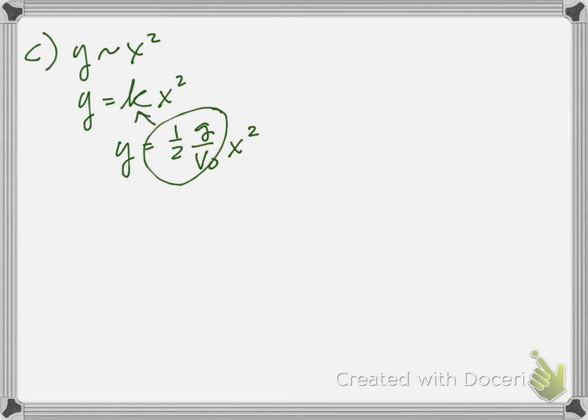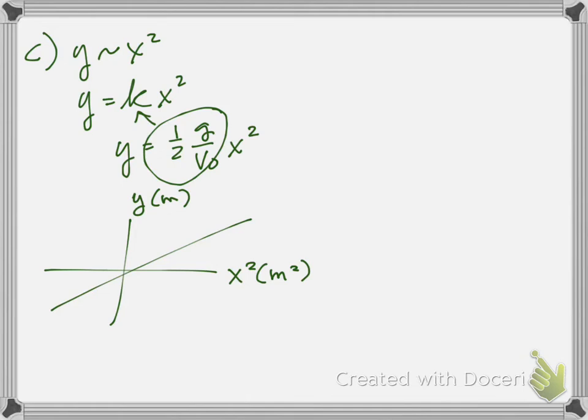So what are we going to want to graph here to see if this is a linear relationship? So I think the best answer here is to graph y in meters on the y-axis and graph x squared, which would be in meters squared, on the x-axis. Then if it comes out as a straight line, then we know that y is proportional to x squared. So here's how the points break down for part C.